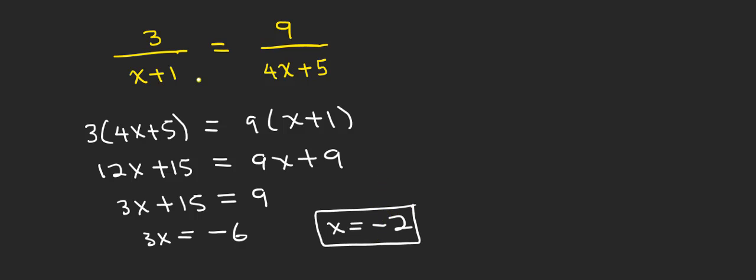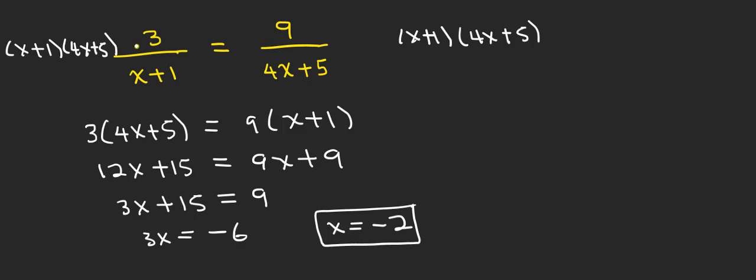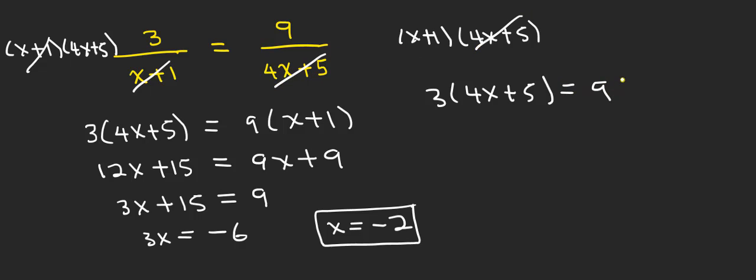Now, another way of doing it is we could multiply both sides by the LCM. So for example, what is the LCM of this expression? Well, the LCM is going to be x plus 1 times the quantity 4x plus 5. So what we're going to do is multiply both sides by x plus 1 and 4x plus 5. So what happens here? Here, x plus 1 cancels out. You get 3 times the quantity 4x plus 5. What about over here? 4x plus 5 cancels out. You get 9 times x plus 1.